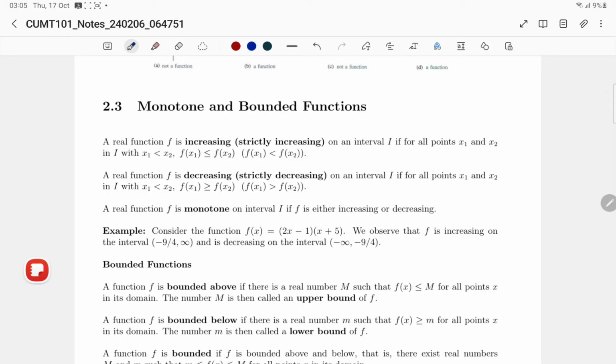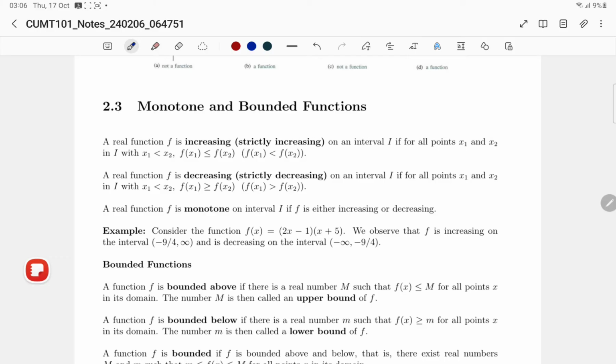Okay, so moving on to monotone and bounded sequences. A real function f is strictly increasing on an interval I if for points x1 and x2 in I with x1 less than x2, f of x1 is less than f of x2.